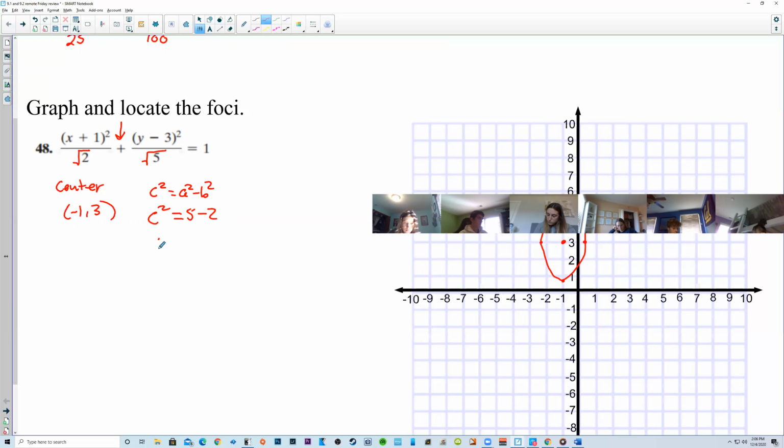So it's 5 minus 2. c is equal to plus or minus square root of 3. So square root of 3 is 1 point something. So there's your focal points. We went from the center up and down to find those focal points, which means we altered the y of the center to get those focal points. So negative 1, 3, plus or minus square root of 3. There's the foci. There we go. Any questions?